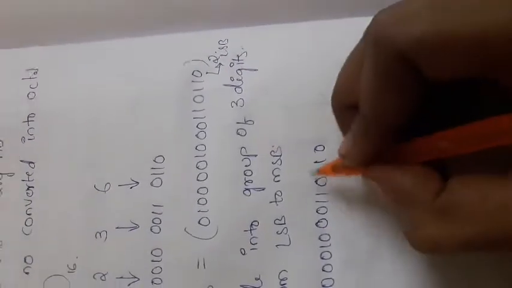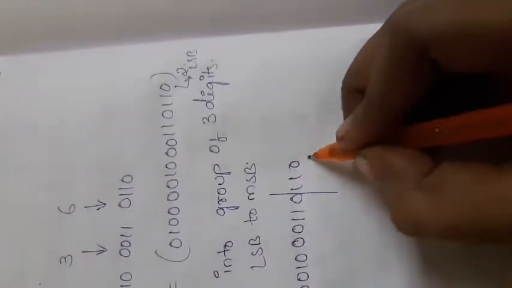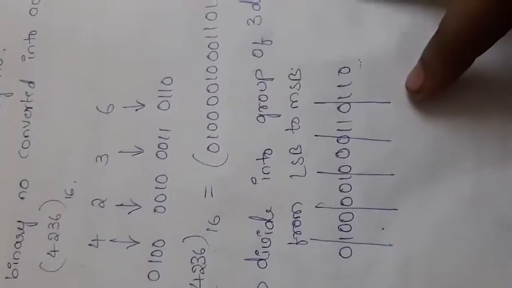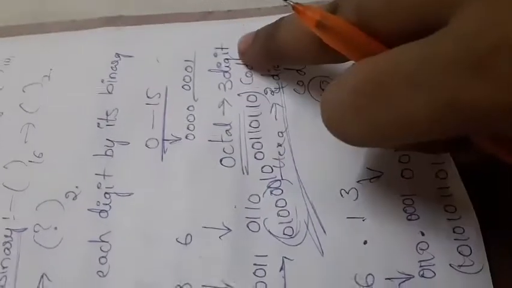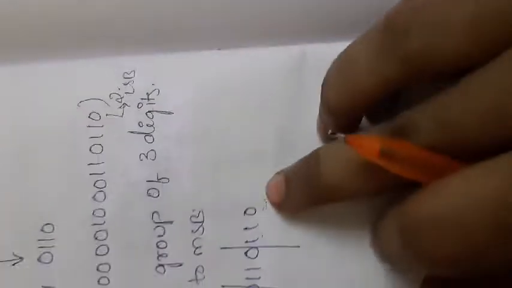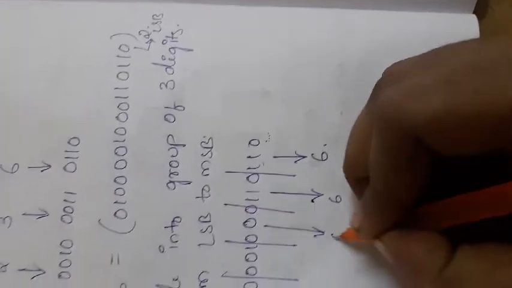Now we divide into 3 bits, starting from LSB. Remember the point. This is one group, this is one group, this is one group, and this is one group. For octal we mention the 3-digit code. So in the 3-digit code, 110 is 6. Again 110 is also 6. And 000 is 0.